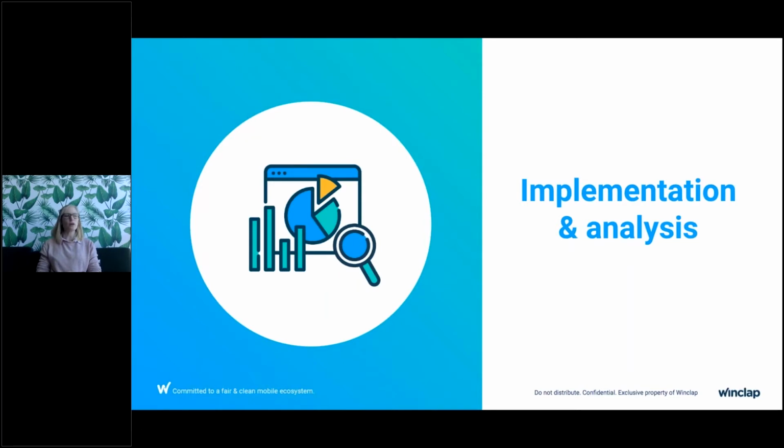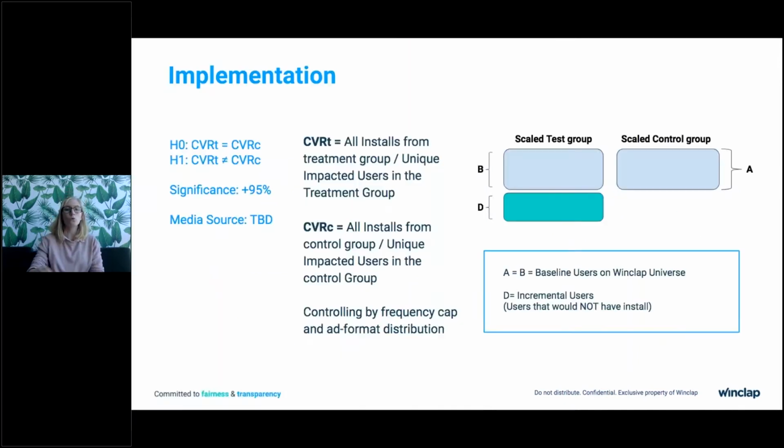All right, so now moving forward to the implementation and analysis of these kinds of tests. What we are going to have is two hypotheses, one with the conversion rate equal on both groups, and the other one different, okay? So now you have to analyze and to understand, of course, the conversion rate that you're going to have on the test group and on the control group.